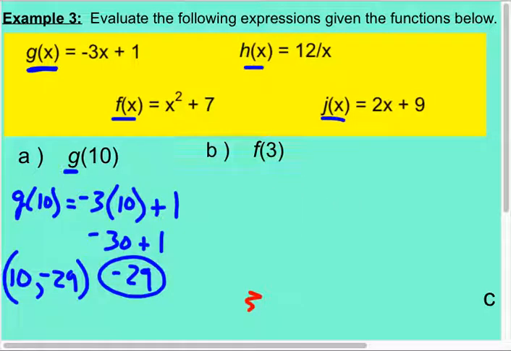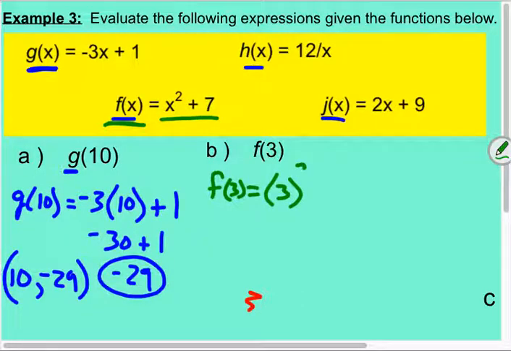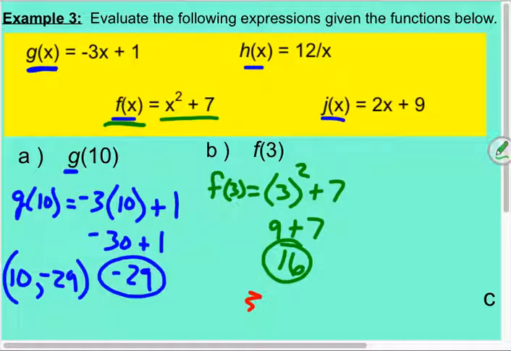B, f of 3. Well, here's my f function right here. So f of 3 is going to be using this rule, plugging it in for x, 3 squared plus 7. So this is 9 plus 7, or 16. So 16 is my answer. Let's see what we got over here.